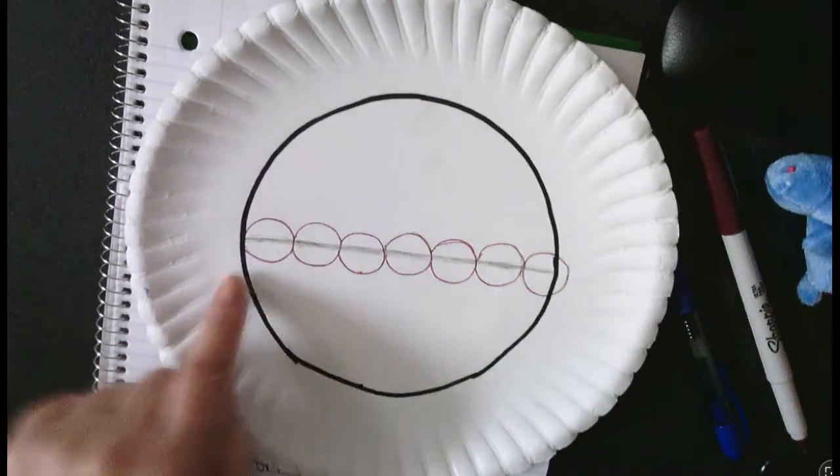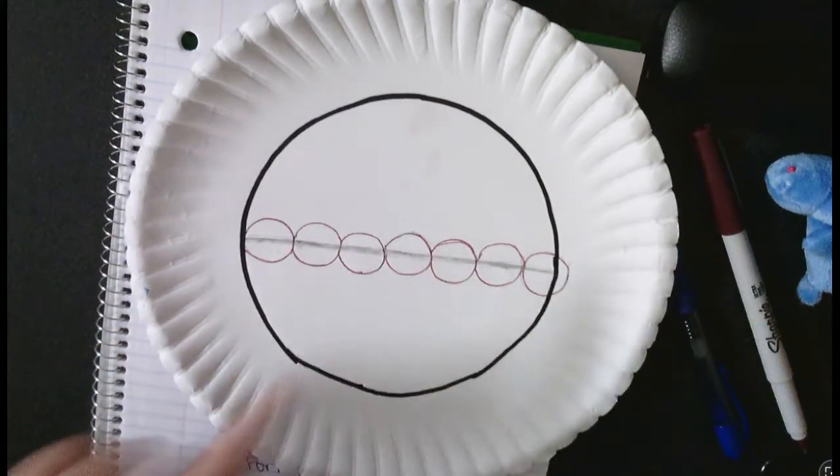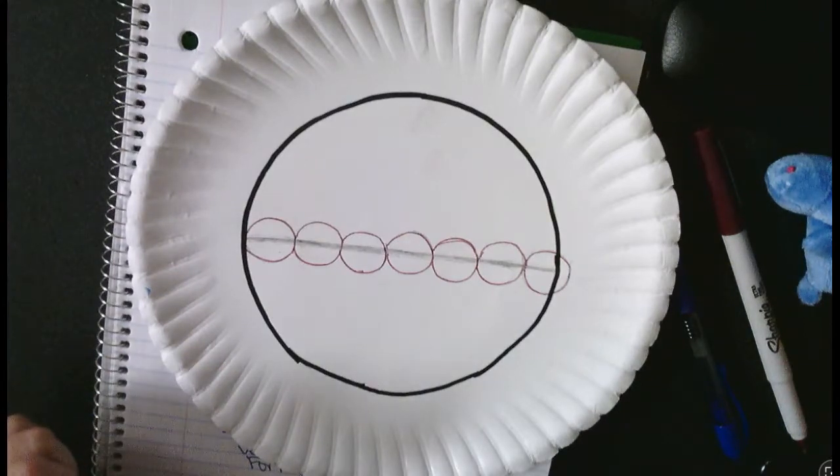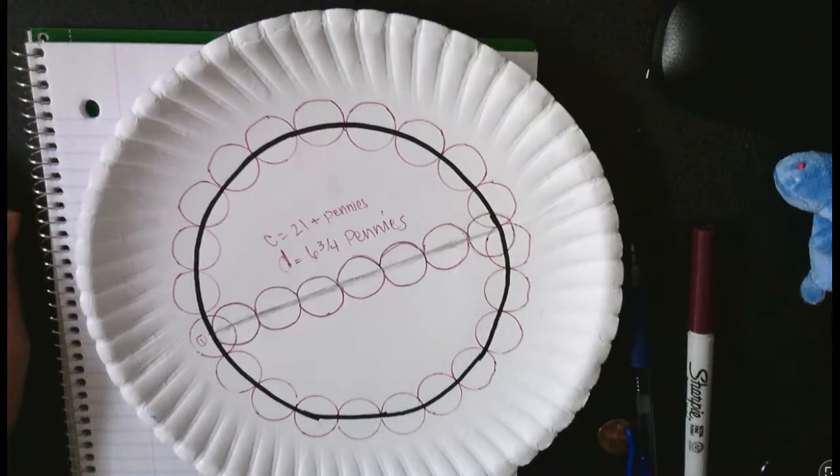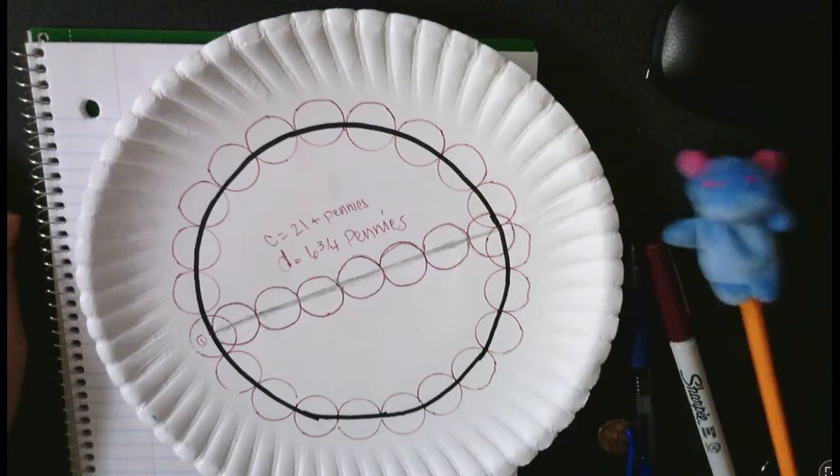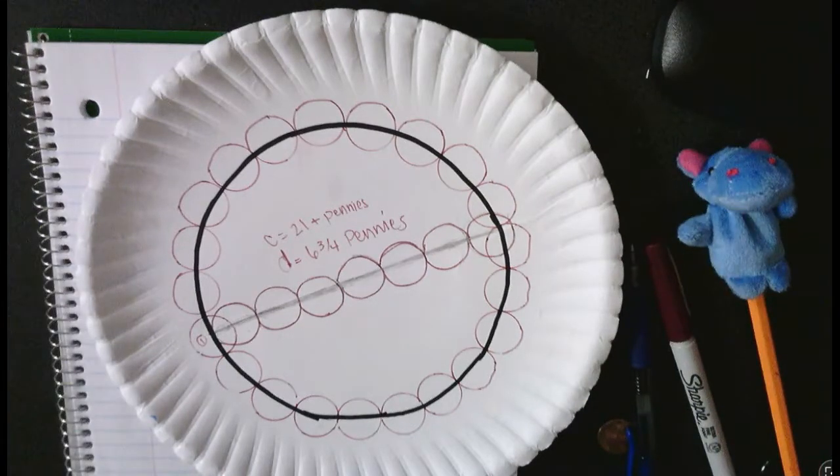So the question is, how many diameters makes that circle? We'll find out. Take that guess. Alrighty, so here's my paper plate. So there's my paper plate, and I have 6 3/4 pennies across the diameter. And then I took my penny and went around that black circle, and I got 21 plus a little more. It was right there in pennies.